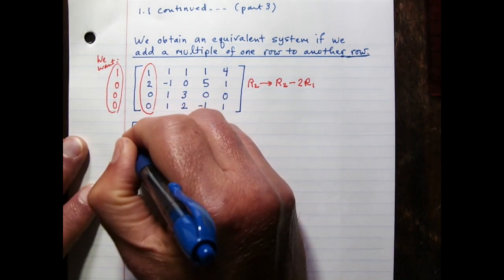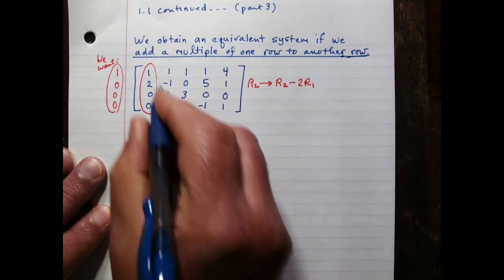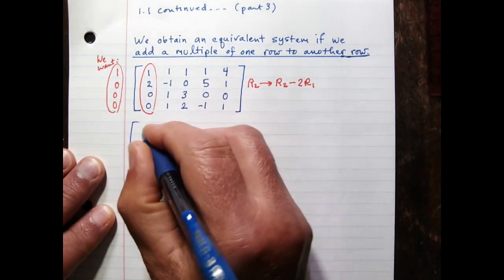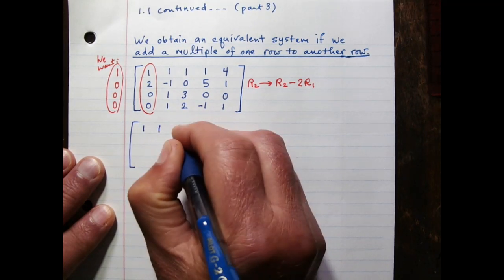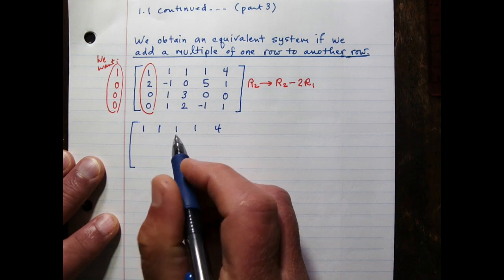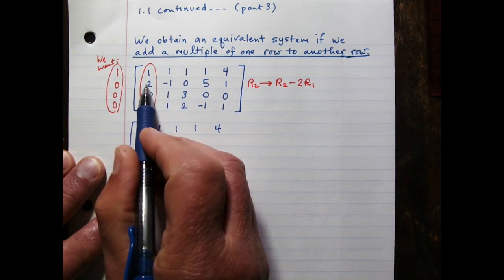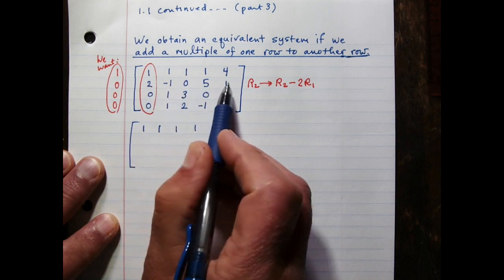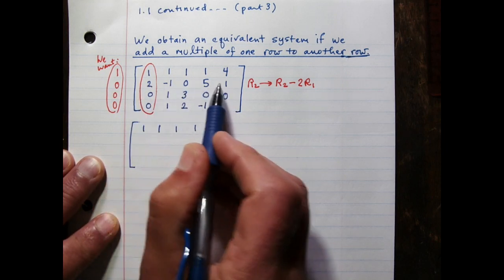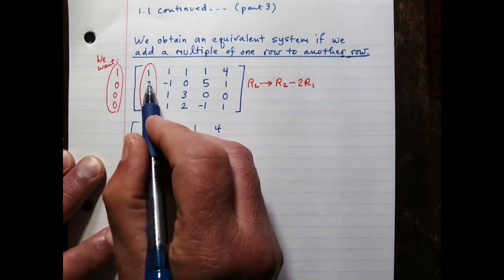So I have to recopy the matrix in another line. The first row stays the same: 1, 1, 1, 1, 4. In fact, only the second row is going to change. I really only want to work on this 2 here, but I have to operate on the entire row in the same way if I want to maintain an equivalent system. So I'm going to take row 2 minus 2 times row 1.